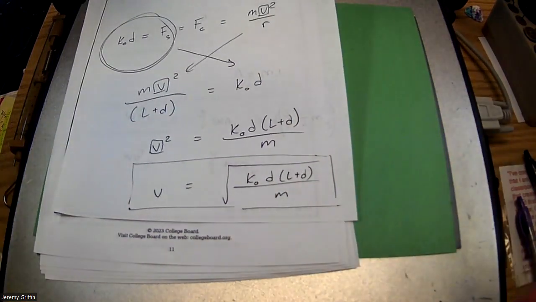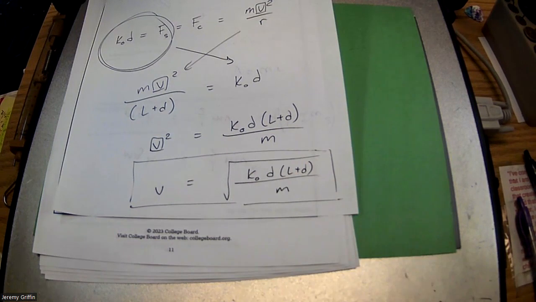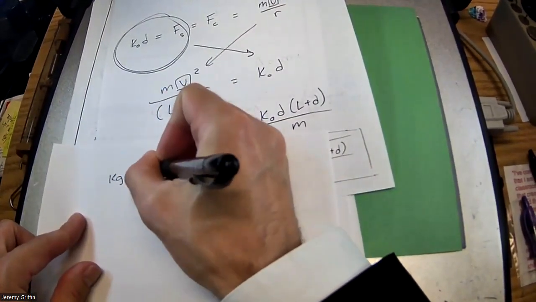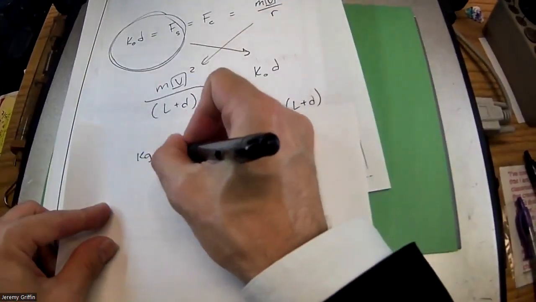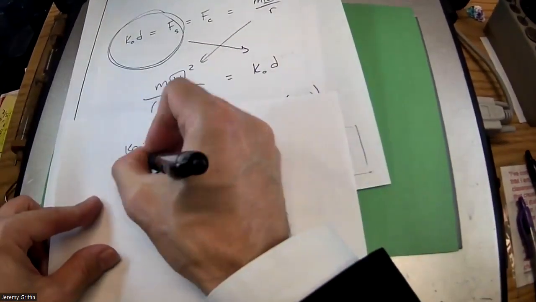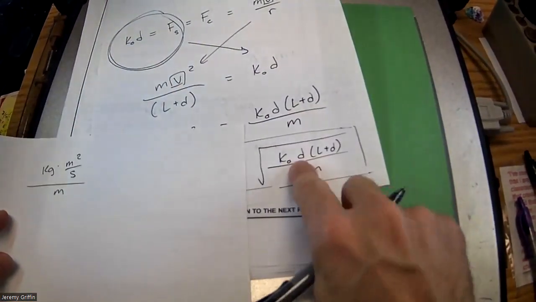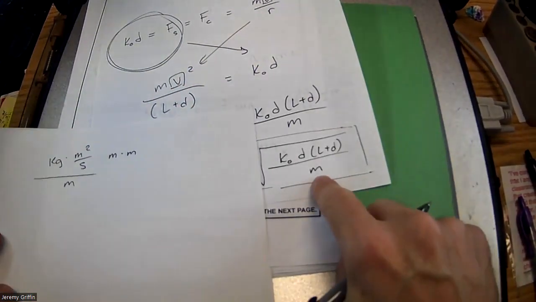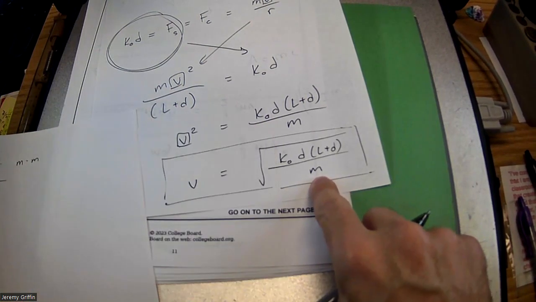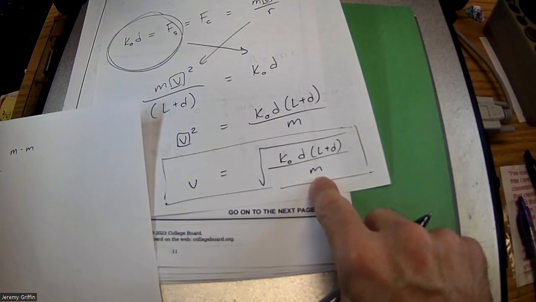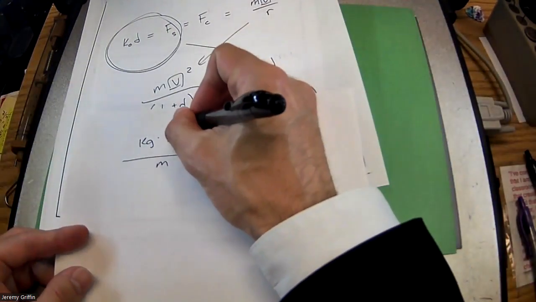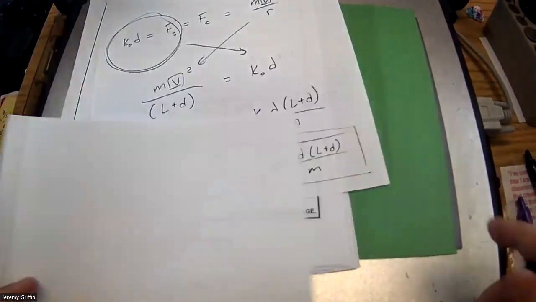Well, let me check the units. Let me make sure the units work. Guys, k, is that newtons per meter? K is newtons per meter, right? Which is kilogram meter squared per second squared is a newton, and then per meter. So divided by meters. D and L plus D, those are meters and meters. And then divide by mass, which is in, hold on, kilograms. Oh, whoops, kilogram. I'm so sorry, I messed up my units.